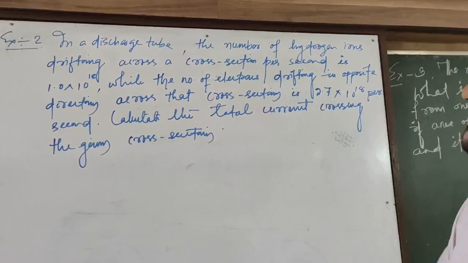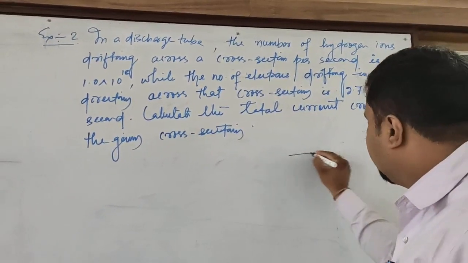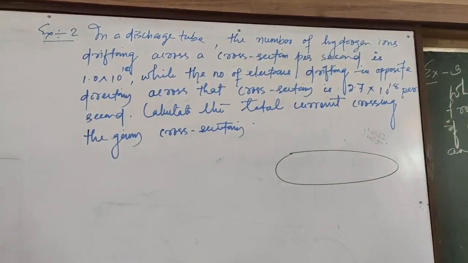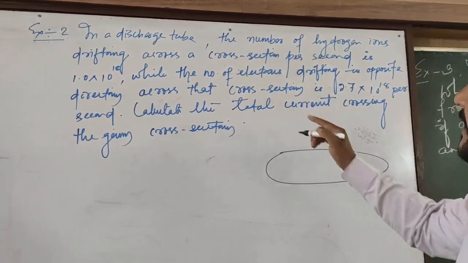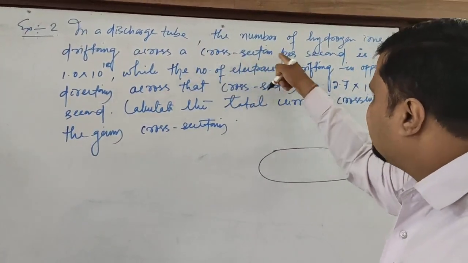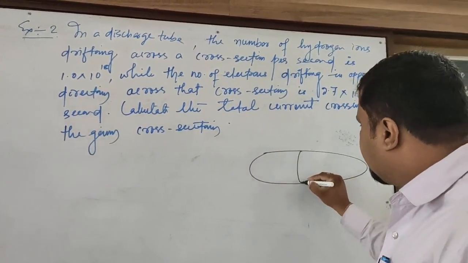So in a discharge tube, a device like this, this is supposed to be a discharge tube. In this discharge tube, it is given the number of hydrogen ions drifting across a cross section. Suppose this is a cross section.